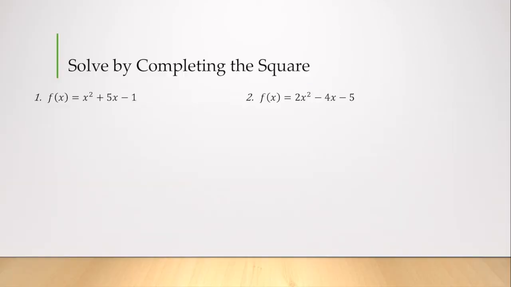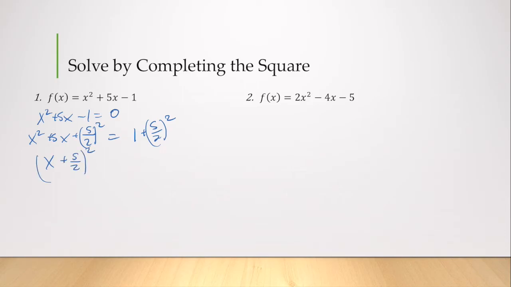So let's solve these other two quadratic functions by completing the square. We set our function equal to 0. We move our constant to the other side. We add our middle term divided by 2 squared to both sides. This is going to factor to x plus 5 halves squared. I've got 1 plus 29 fourths. Nope, 25 fourths. I skipped a step.